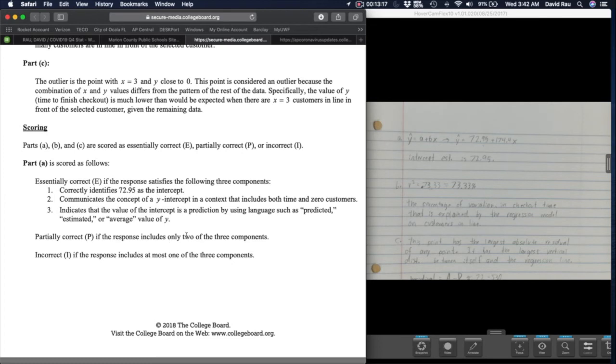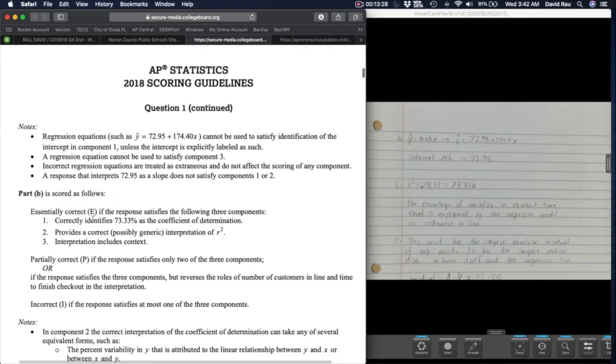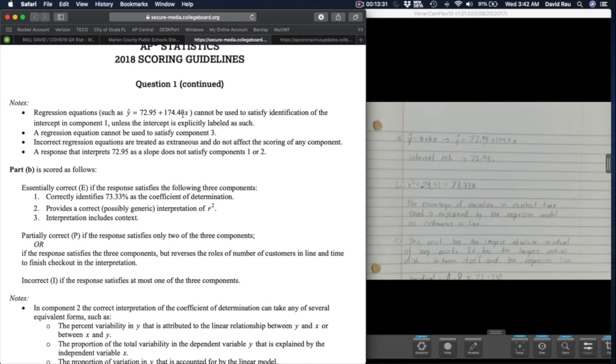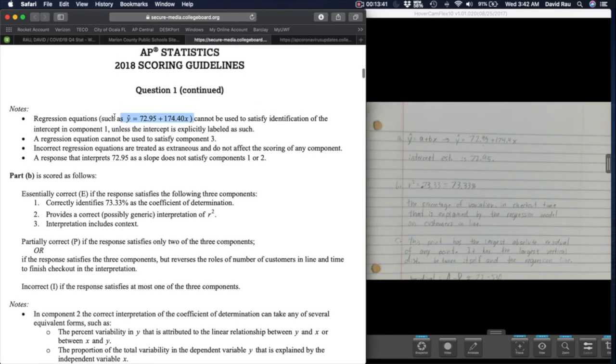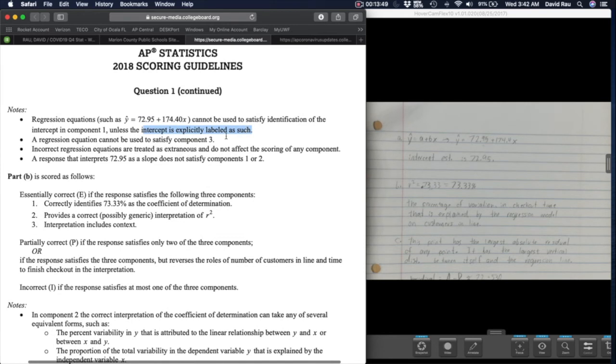If you mentioned only 2 of these, then you got a partial. And if you mentioned 1 or none, you got an I. Okay, moving on. They give you some other things right here. Writing this out isn't enough to identify the intercept. Now, I was just showing you that to show you how you form the regression equation for sake of review, but you actually have to specifically just talk about this value, right? Unless the intercept is explicitly labeled, a regression equation can't be used to satisfy component 3, right?